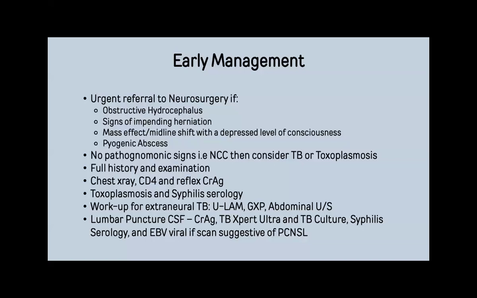Before this, you must take a full history and examination, do a chest X-ray, CD4 count, and a reflex cryptococcal antigen, as well as toxoplasmosis and syphilis serology. Patients must be worked up for extraneural TB using a urine LAM, GeneXpert, and abdominal ultrasounds. A lumbar puncture when it's safe to do so. CSF must be sent away for cryptococcal antigen, TB Xpert Ultra, TB cultures, syphilis serology, and Epstein-Barr virus, and a CT scan.